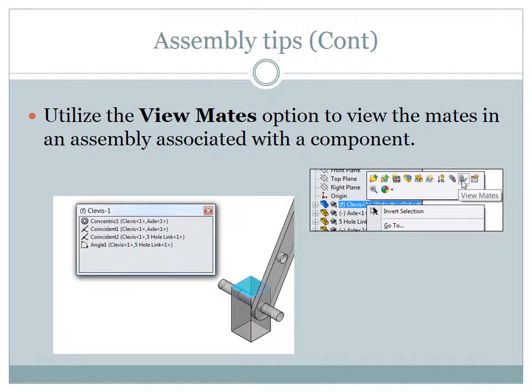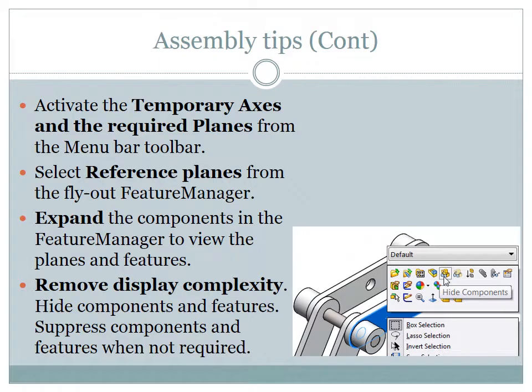Utilize the View Mates option to view the mates in assembly associated with a component. This is hugely useful. View mates are typically the last item in the Feature Manager pane. Activate the temporary axes and the required planes from the menu bar toolbar. Select Reference Planes from the Flyout Feature Manager. Expand the components in the Feature Manager to view the planes and features.